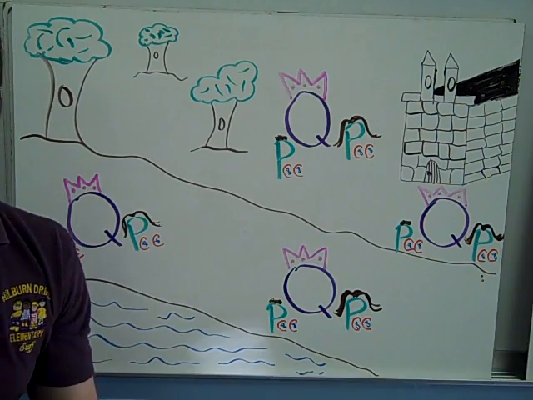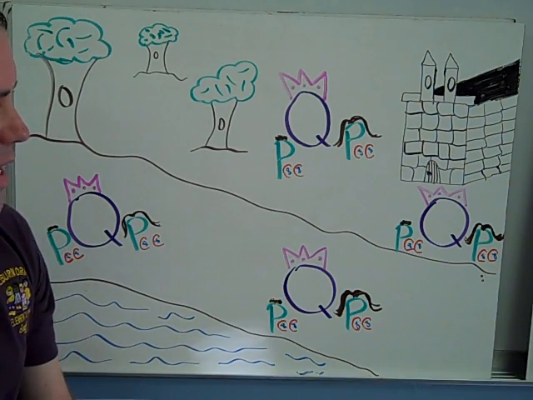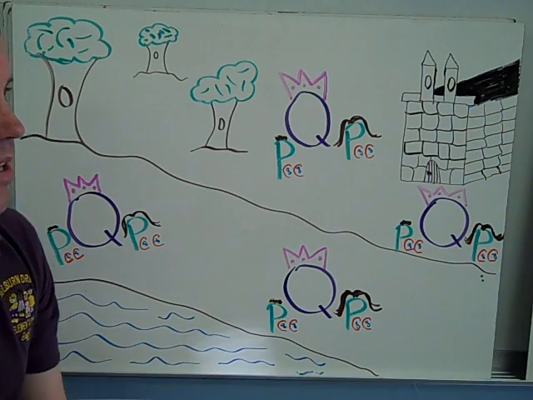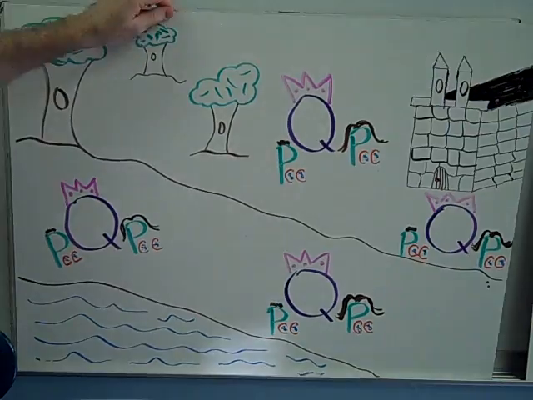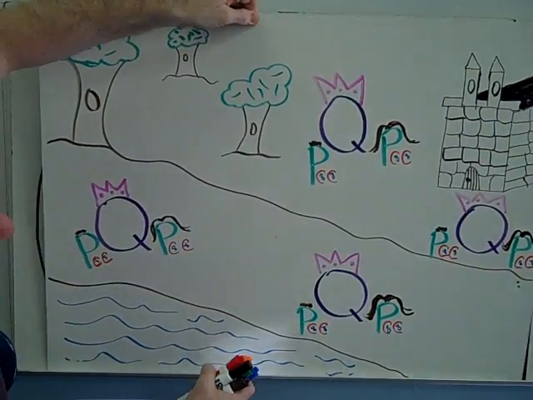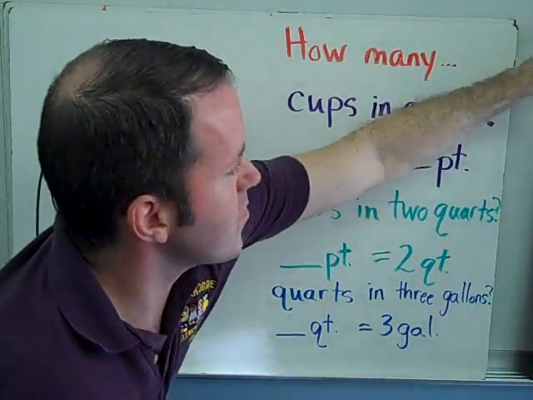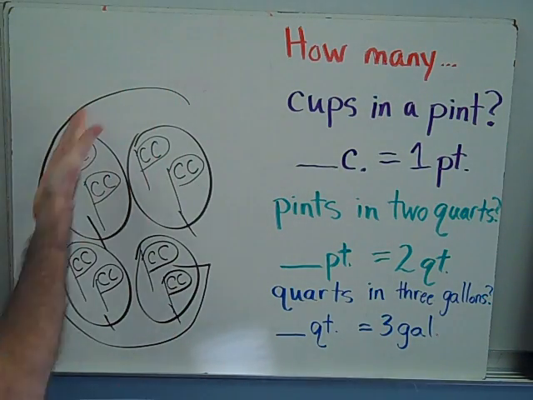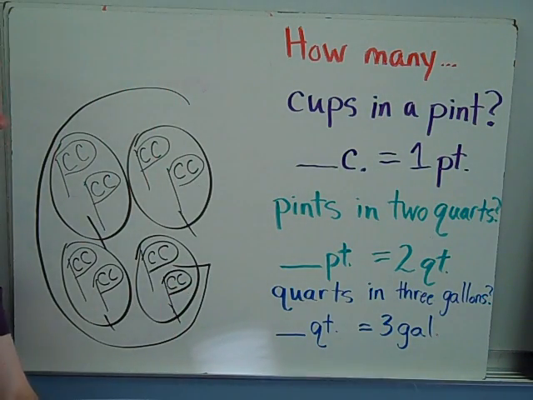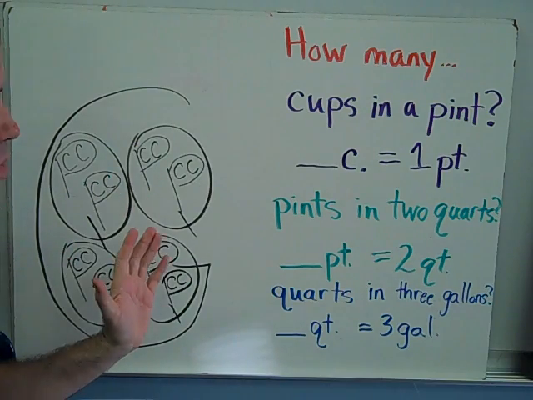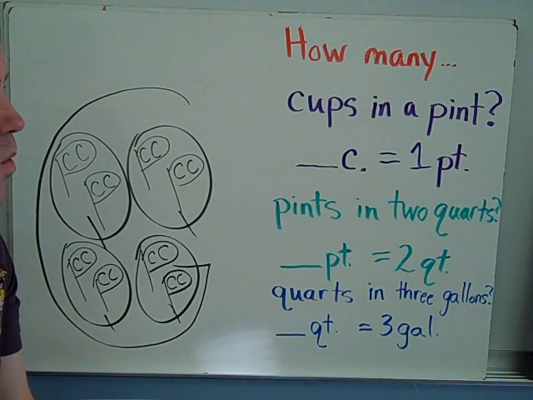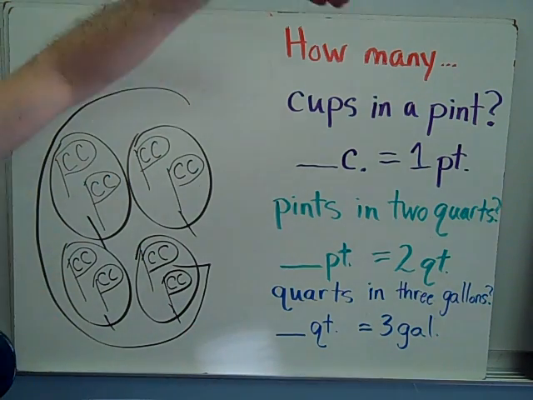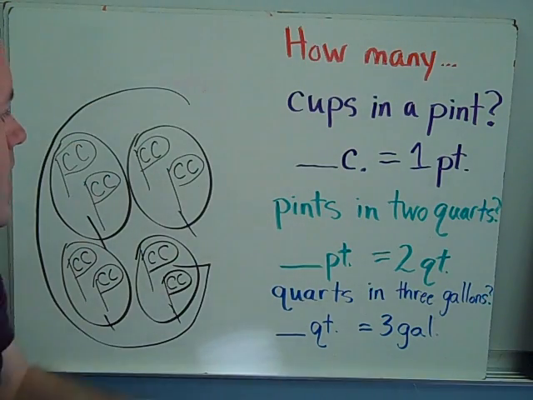If you missed anything, pause, rewind, and try it again. On the next board, you'll see another example of the graphic organizer, so you can check your work then. Okay, so here's the organizer again for you. And now we're going to see how we can use this organizer to figure out equivalent measures between cups, pints, quarts, and gallons. So the first question is, how many cups in a pint?